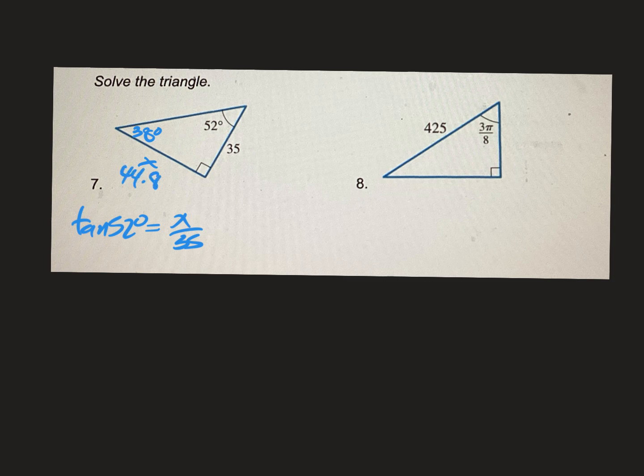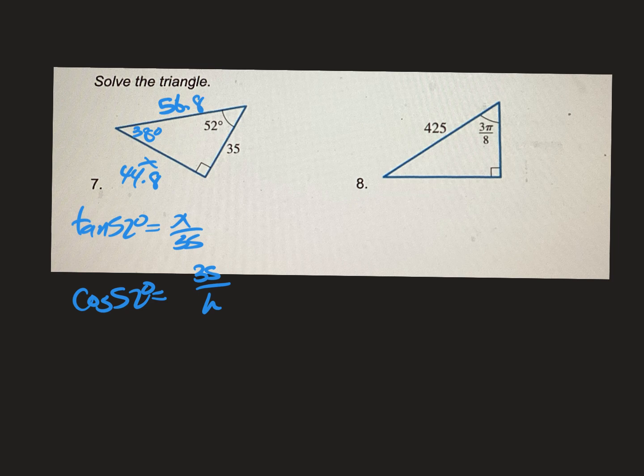Then to find the hypotenuse, again, you've got all kinds of ways. I'm going to do cosine 52 is adjacent, which is 35, over the hypotenuse. So remember how we worked that out? I'm doing division this time. 35 divided by cosine 52. And I'm getting 56.8, and those answers do make sense. Let's go to the next one.